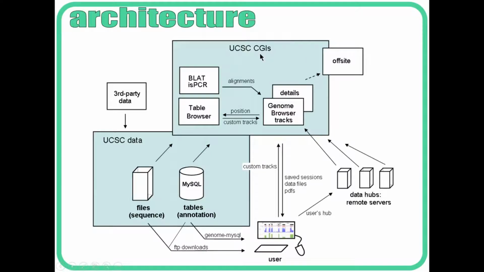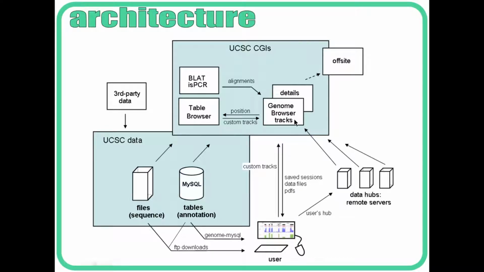CGI is an acronym for Common Gateway Interface, which simply describes a program that we use to convert your click into a new picture on your screen. It does a database query, it does some computation on it, and grabs out all the RNAs in the window you're looking at, for example, and throws them back on your screen.